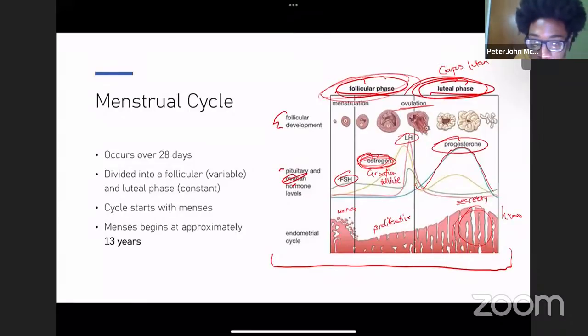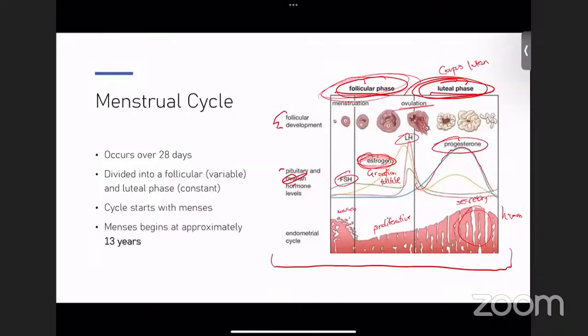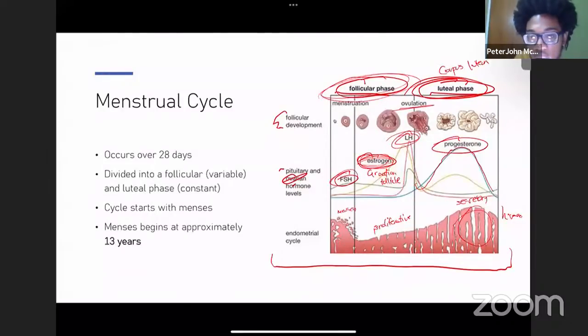Which I just wrote, the Graafian follicle. All right, LH comes from... what does LH come from? LH is a pituitary hormone as well. FSH comes from what? The pituitary gland. FSH and LH come from the pituitary gland.